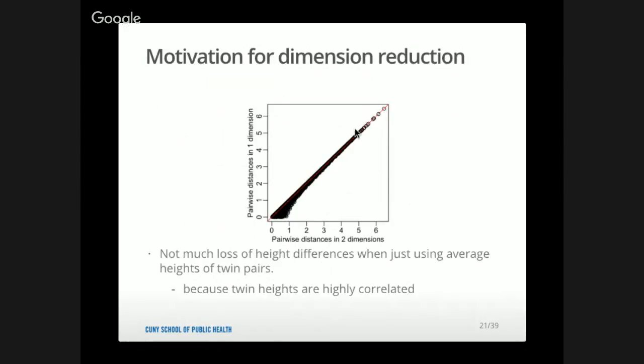And here I've plotted the pairwise distances between all pairs of these 100 individuals, looking at the distances in 2 dimensions compared to the distance in 1 dimension. For the heavier twin pairs, there is almost no loss of information if you only look at the average.